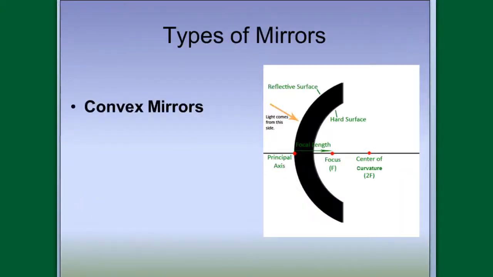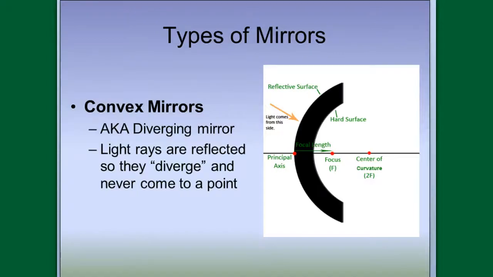Convex mirrors. A convex mirror is called a diverging mirror, not a converging mirror, because the light comes in and it diverges, it goes away from itself. The rays never come back to a single point. Diverging mirrors have a negative focus. Remember that a converging mirror had a positive focus, which meant the focus was in front of the mirror. Negative focus means that it's now behind the mirror, and we'll talk about exactly what that means.